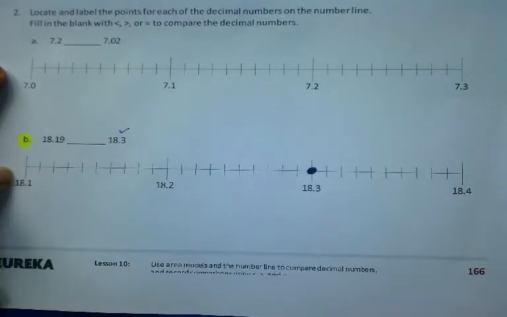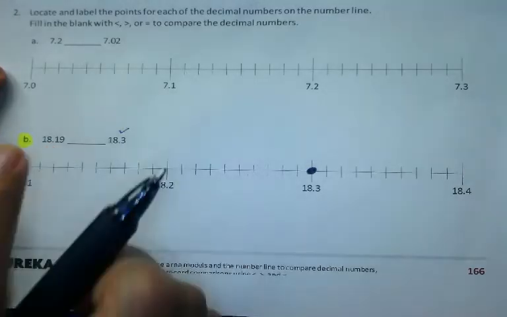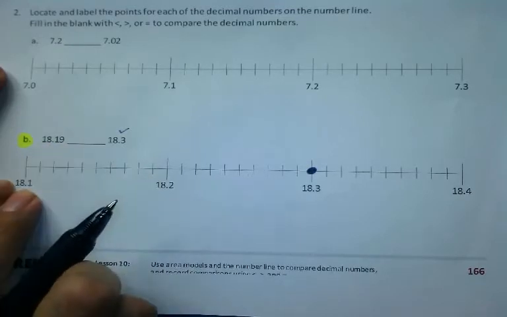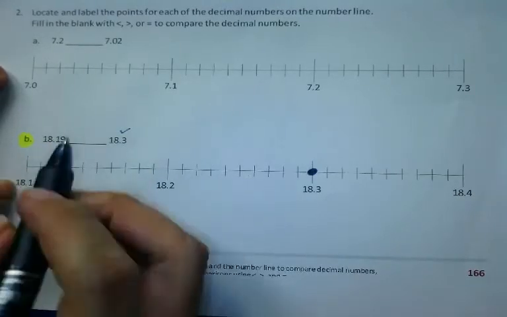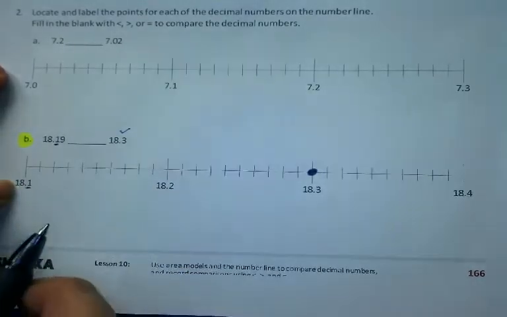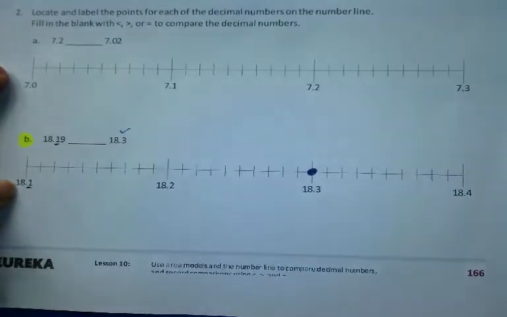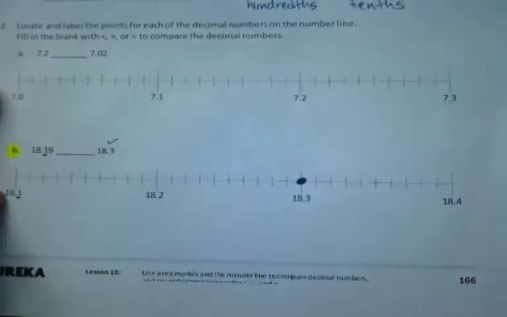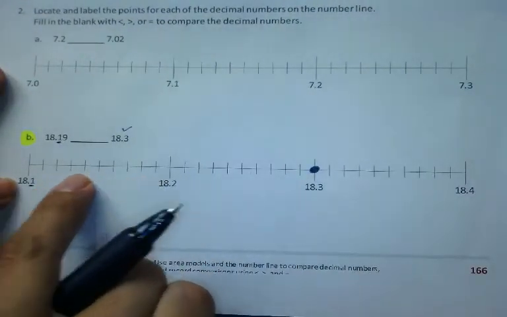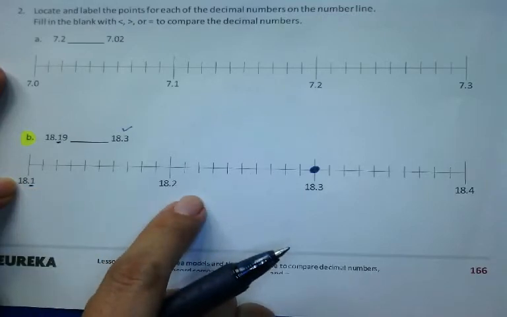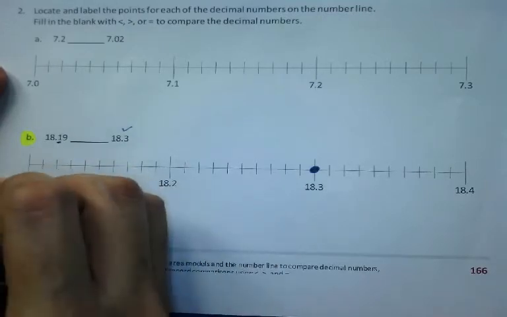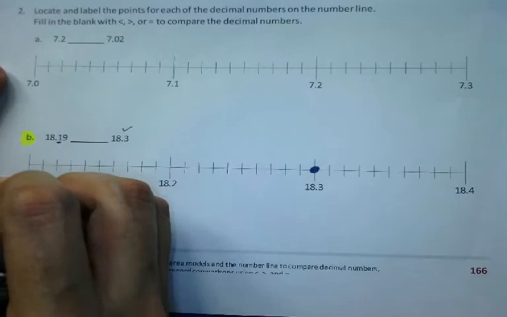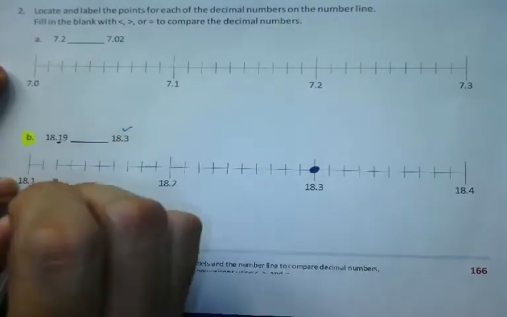Now I want to plot 18.19. Well, I don't see the 19, but I know that I'm working with 18.1, which is right here, because that's the tenths. Okay. And it's similar to what you used on the area model. You're going to decompose, or you're going to put the parts in between 18.1 and 18.2. That means right here, 18.1, what do you think it's right here? 18, and I'm going to do it with red so you can distinguish.